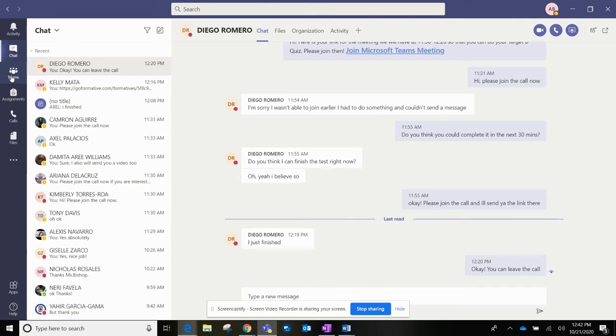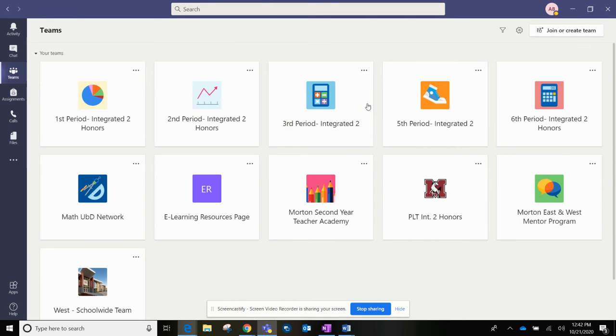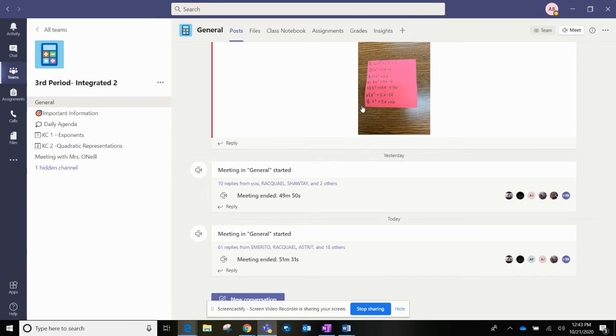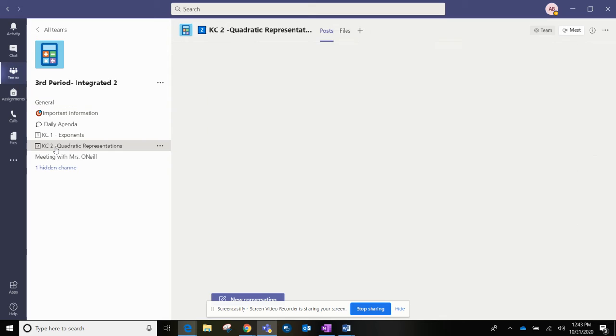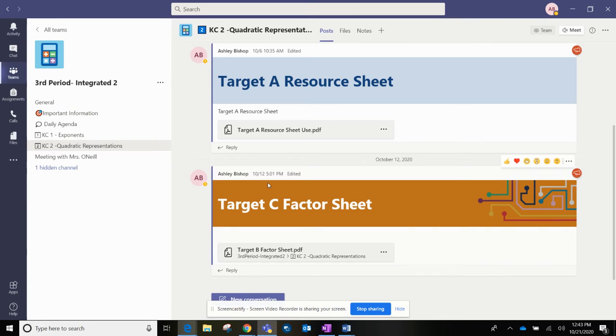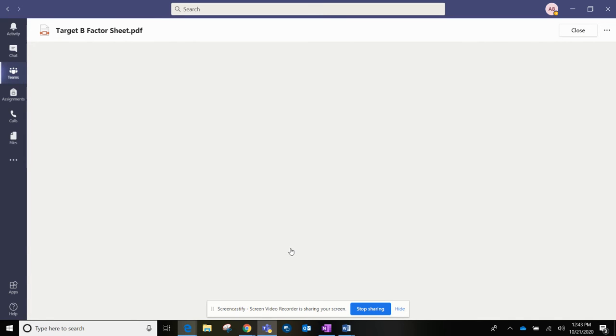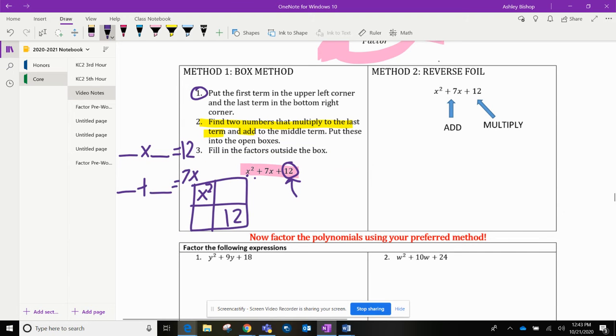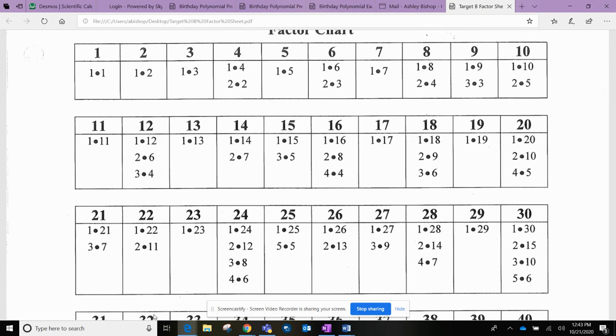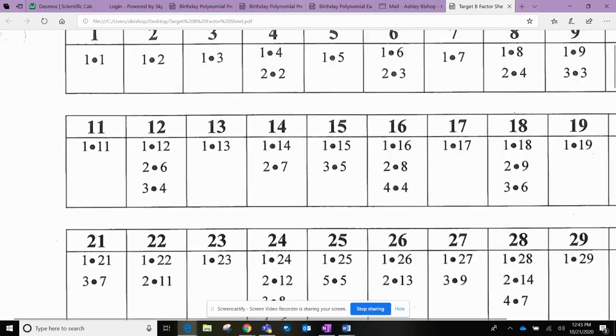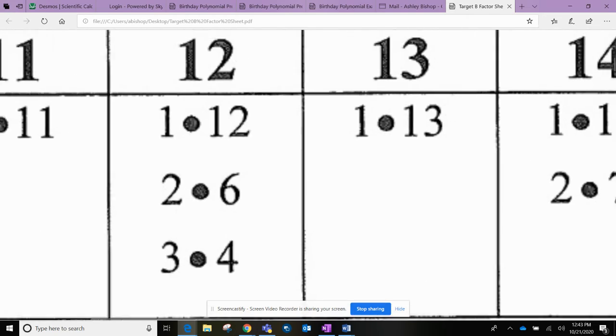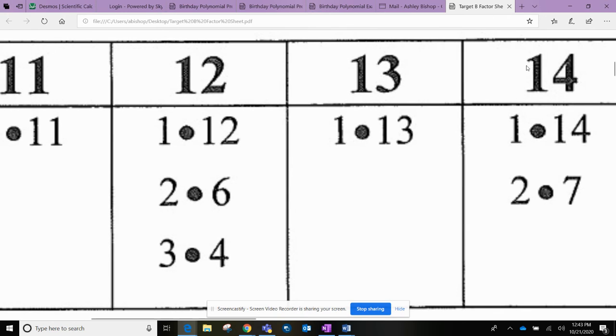And remember, I can find my factor sheet by going to the Teams page. In the Teams page on the left-hand side is the KC2 quadratic representations. And once you have that, you will be able to find the Target C factor sheet. You need to have that up and open when we are factoring, because in order to go find what multiplies to 12, my factor sheet will do that for me. So I'm going to find 12 in my factor chart, and these are all the numbers that multiply to 12.